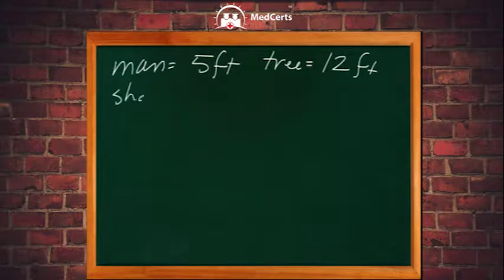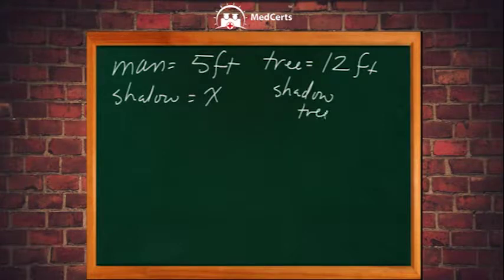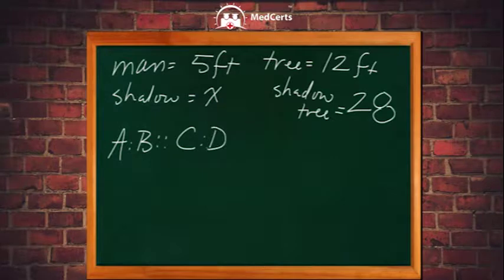The man has a shadow, which we don't know, and the tree casts a shadow of 28 feet. So if we did this linear, we could say A is to B, just as C is to D. Or we can do this as a fraction and set it up as A over B is in proportion to C over D.